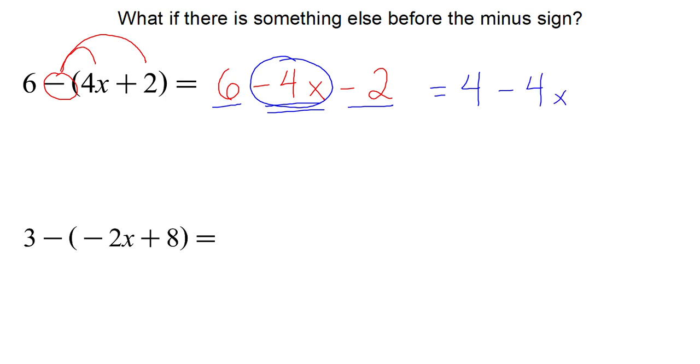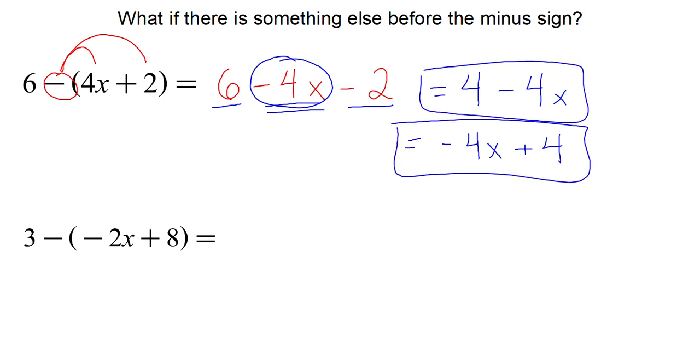And it's important to know that you can also write this the other way. We could write negative 4x plus 4. Both of these are the same thing. Either of these would be a perfectly acceptable answer. And we'll note that when we went from the 4 minus 4x, the minus sign in front of the 4x stayed with it when we put it to the front in the second expression.